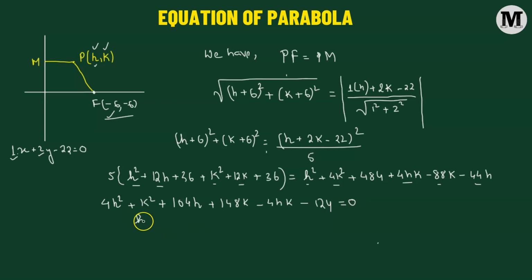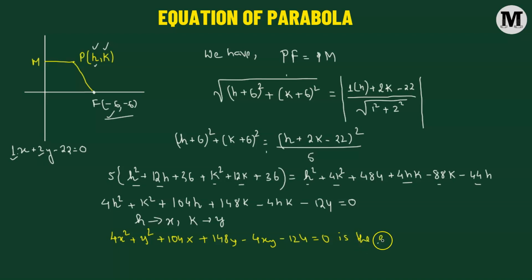Now finally, we're going to replace the value of h with x and the value of k with y, which is going to give us the required equation of the parabola. So we're going to get 4x squared plus y squared plus 104x plus 148y minus 4xy minus 124 equals 0. This is the required equation of the parabola, for the condition that the coordinates of the vertex will be at -2, 2 and the focus at -6, 6.